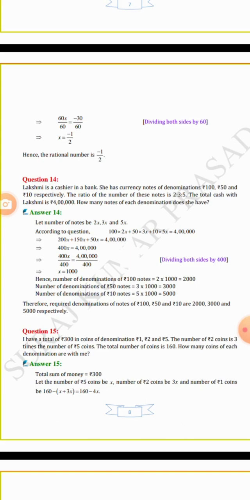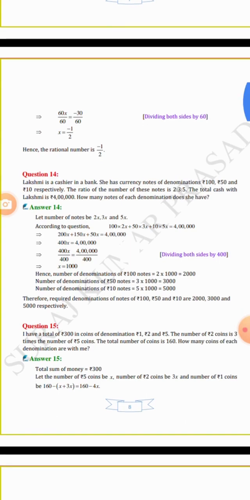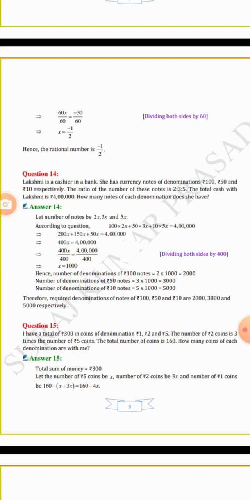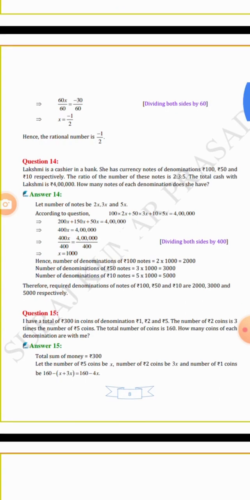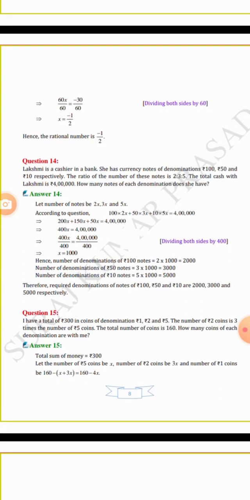Lakshmi, let's go for the next question. Question number 14. Lakshmi is a cashier in a bank. She has currency notes of denominations rupees 100, 50 and 10 respectively. The ratio of the number of these notes is 2 is to 3 is to 5. The total cash with Lakshmi is 4 lakhs. How many notes of each denomination does she have?